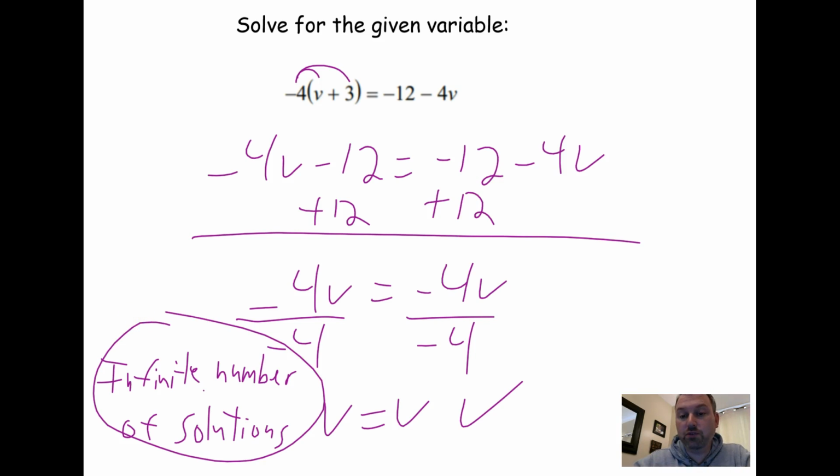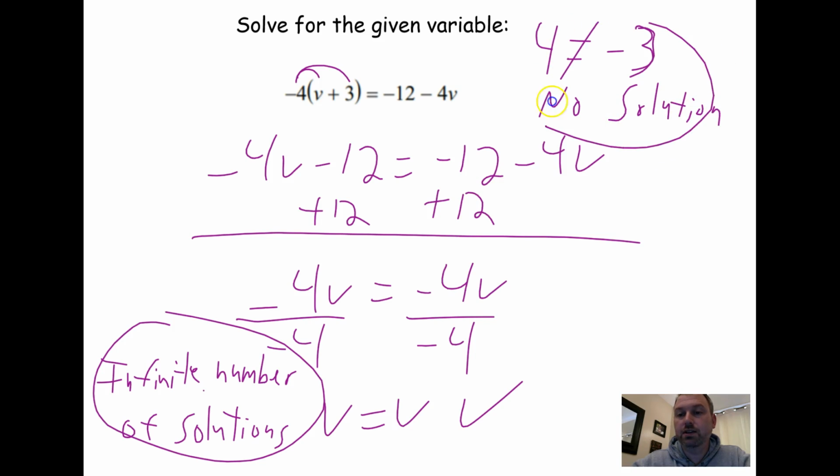If you were to solve this and you ended up with 4 equals negative 3, that doesn't make any mathematical sense. So then you would say there's no solution. This problem didn't end up like that. So there are some examples: one solution, infinite number of solutions, and if it came up like this, no solution.